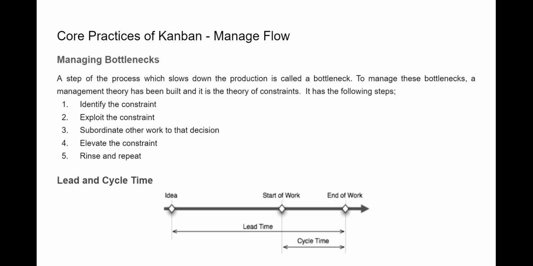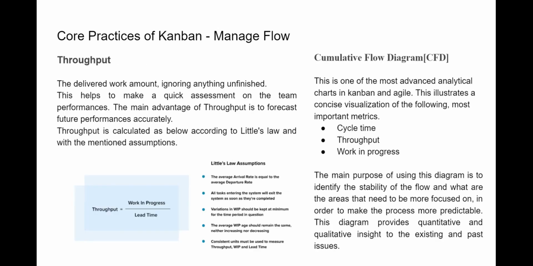The next key component is managing bottlenecks. A bottleneck is a step of a process which slows down the production. To manage these bottlenecks, a management theory has been built, and it is the theory of constraints. So we need to identify the constraints, exploit the constraints, subordinate other work to that decision, elevate the constraints, and rinse and repeat.